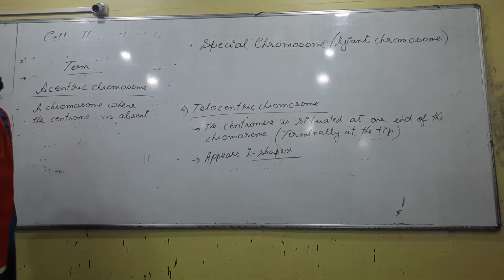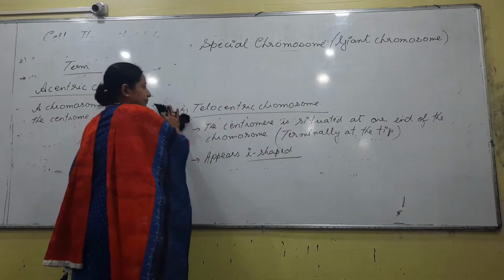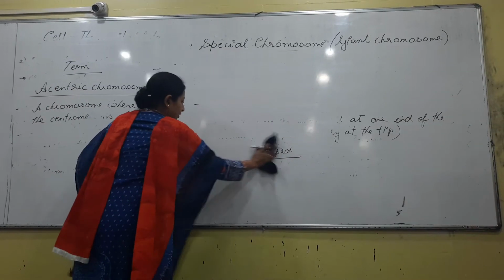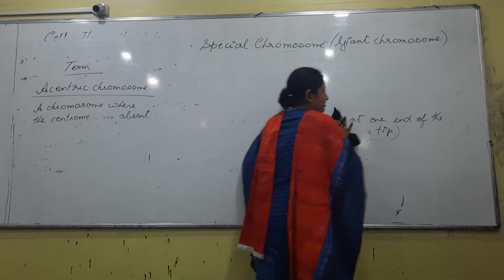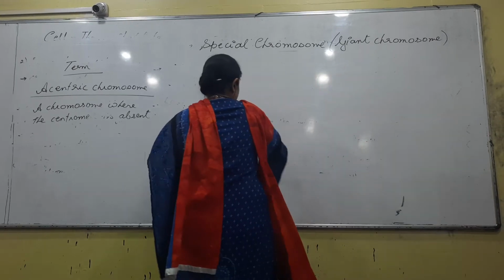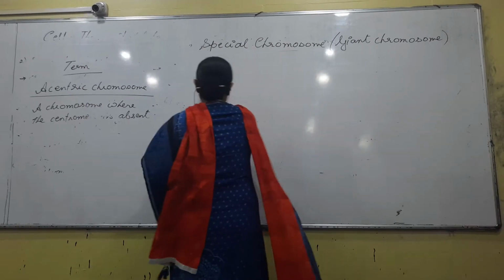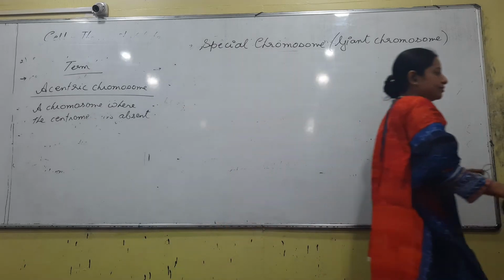Special chromosomes, you have to study two giant chromosomes. Why are they called giant? Because they are comparatively larger as compared to the normal chromosomes, right? And what are the two that you have to study? Polytene chromosome and Lampbrush chromosome. You may have studied one of them before.